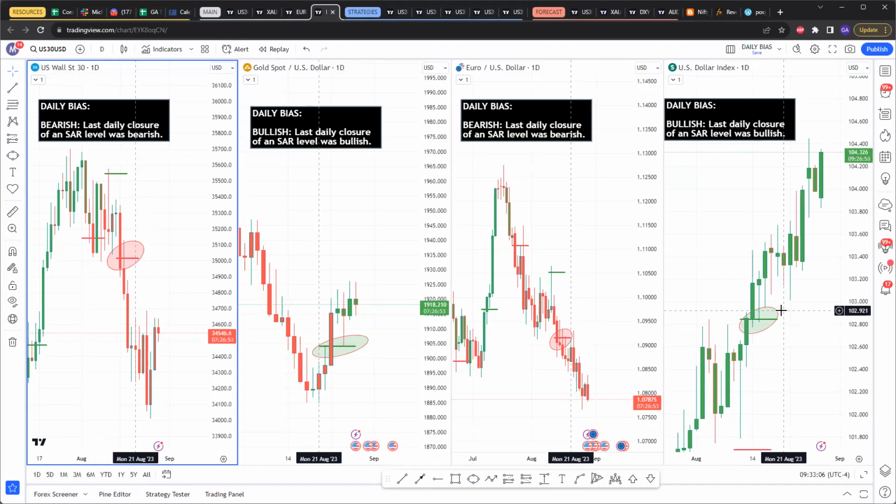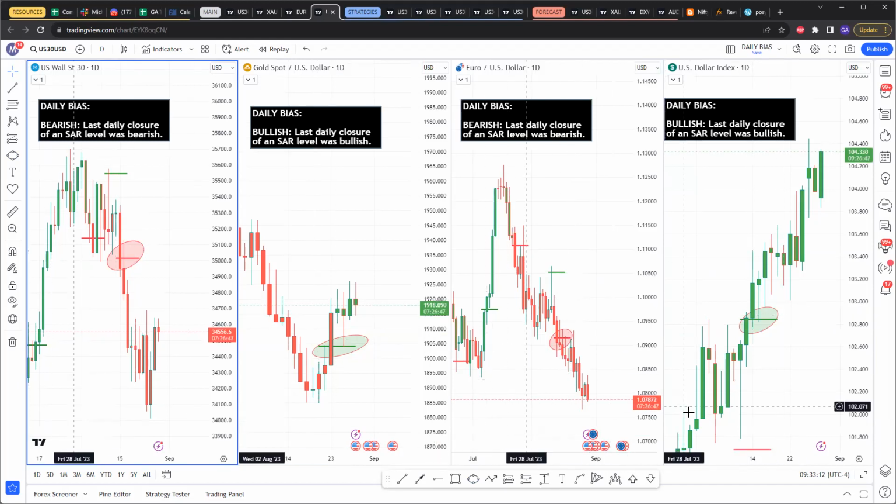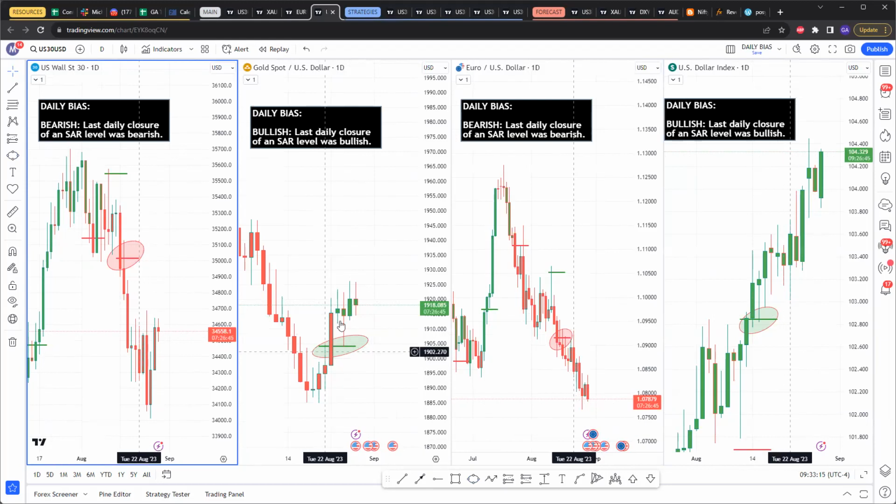As much as the DXY is bullish, it does not necessarily mean that gold is going to go down the same way EU is going, because we've seen before the DXY being bullish and gold being bullish as well. So not every time does something go opposite the US dollar, as much as they're correlated.